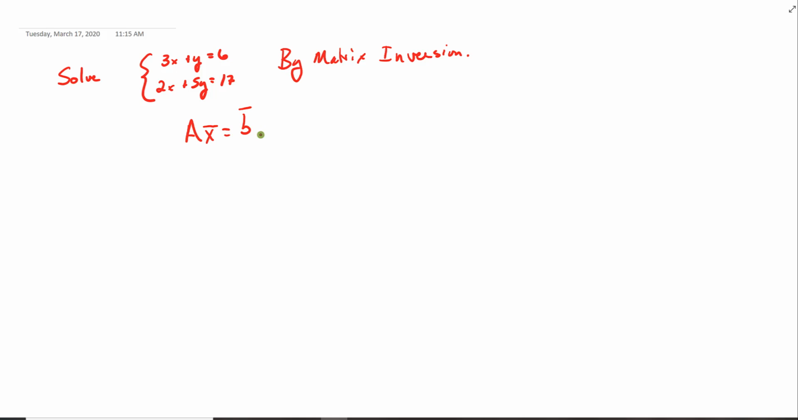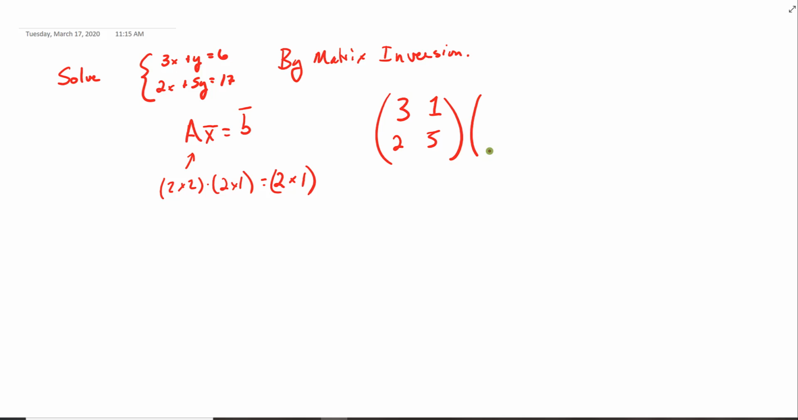Okay, so in this case the dimensions of this will be a 2 by 2, and we're going to multiply it to this. This will be a 2 by 1, and the result will be a new 2 by 1 column vector. So let's go ahead and set up this system. Our coefficient matrix will be 3, 1, 2, 5. And we've said then that this system is going to have a unique solution provided we can invert this matrix.